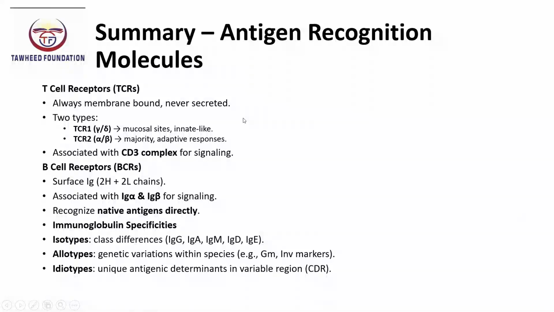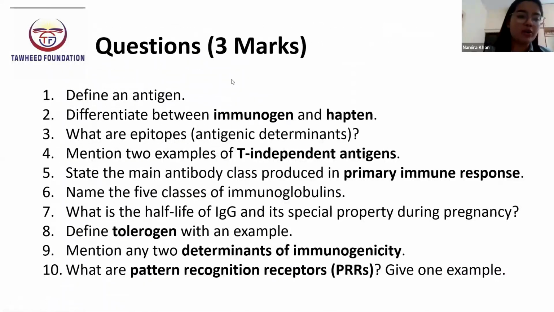So that's all for today's class. For 3-mark questions: First, define an antigen. Second, differentiate between immunogen and hapten. Third, what are epitopes, that is antigenic determinants. Fourth, mention 2 examples of T-independent antigens. Fifth, state the main antibody class produced in primary immune response. Sixth, name the 5 classes of immunoglobulins. Seventh, what is the half-life of IgG and its special property during pregnancy. Eighth, define tolerogen with an example. Ninth, mention any 2 determinants of immunogenicity. Tenth, what are pattern recognition receptors, that is PRRs.